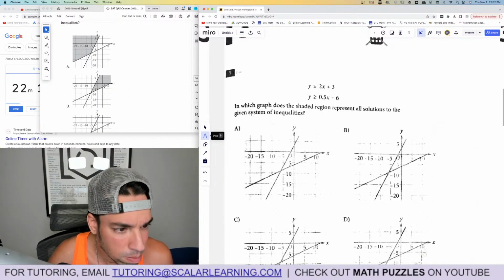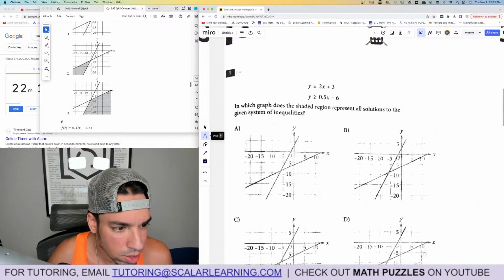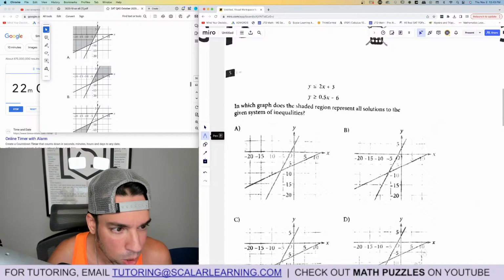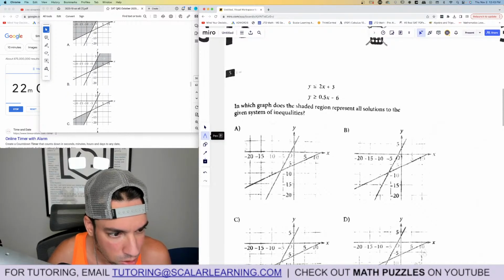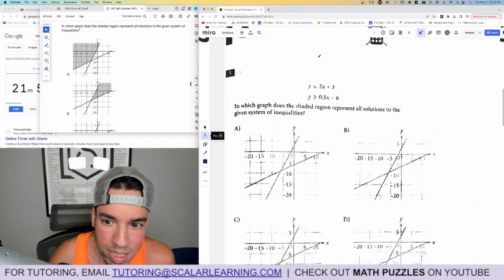0.5x minus 6 is the bottom line because the slope of 1/2, right? It's going up 1 over 2. And it's greater than or equal to, so the line should be solid, which they are. So it's greater than or equal to the 0.5x minus 6. So it should be above the bottom one with the smaller slope, you could say, which is true here. Not true in B. It is true in A as well, but then it should be less than the other one.